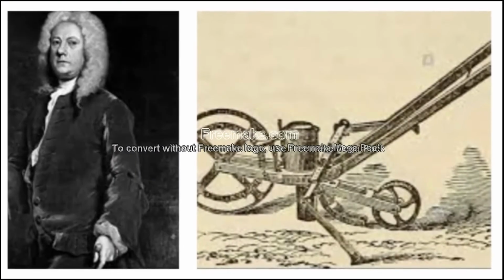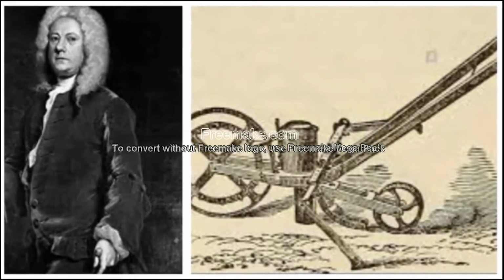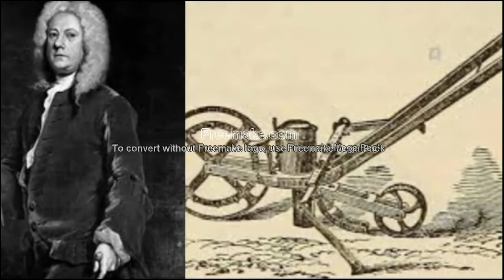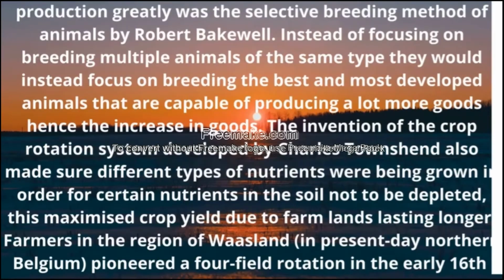One of the inventions that increased production greatly was the selective breeding method of animals by Robert Bakewell. Instead of focusing on breeding multiple animals of the same type, they would instead focus on breeding the best and most developed animals that are capable of producing a lot more goods, hence the increase in goods.